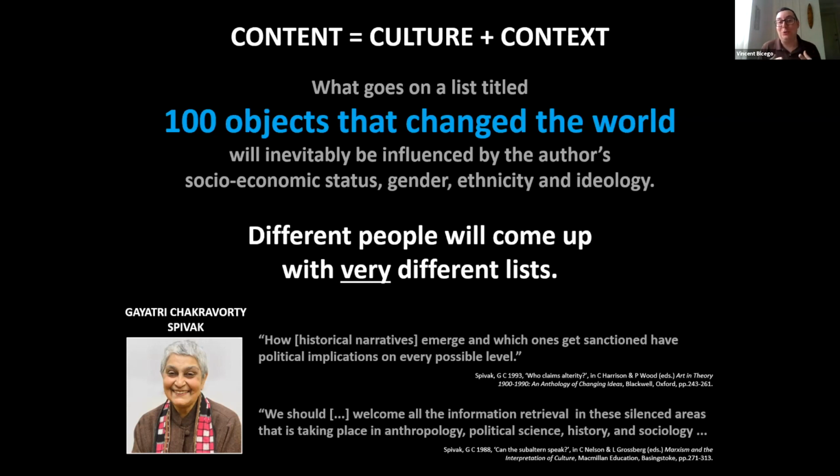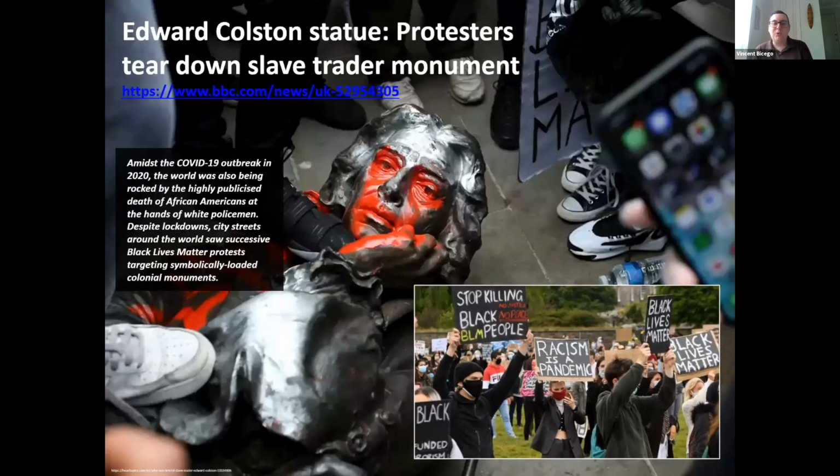We were very upfront. We said, look, a title called 100 Objects That Changed the World, different people will come up with very different lists of objects, okay? It'll be based on socioeconomic status, gender, ethnicity, and ideology. And, you know, as someone who comes from post-colonial theory and critical theory, we made no secret about those perspectives. So we really, in the words of Gayatri Spivak, I should say, we really needed to welcome all the information retrieval in silenced areas that are taking place in anthropology, political science, history, and sociology. And I think we were really justified in doing this.